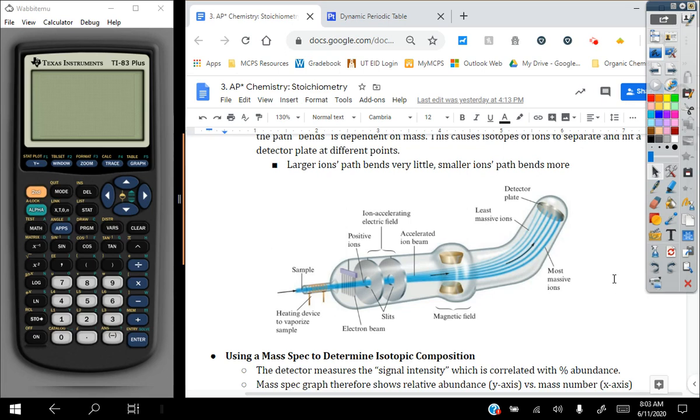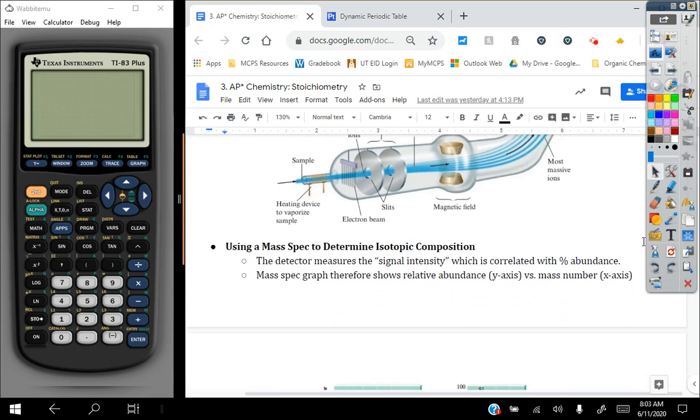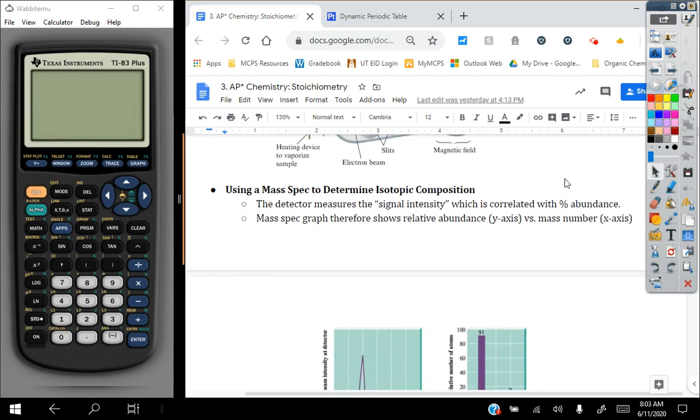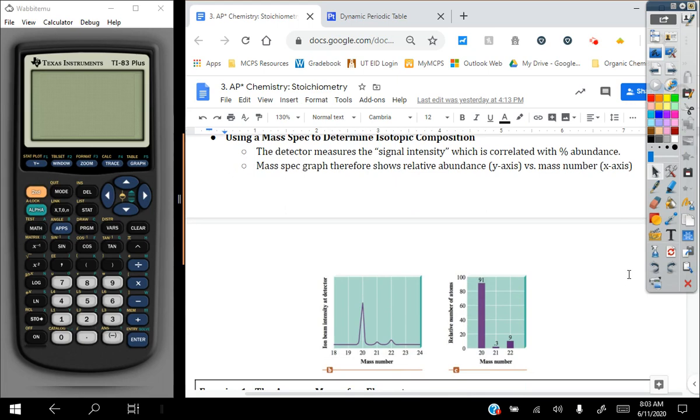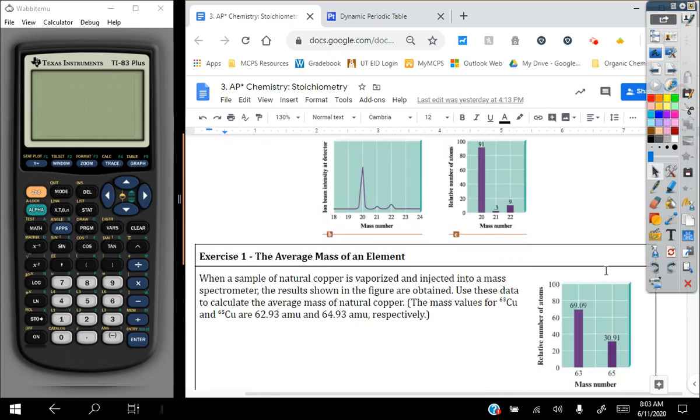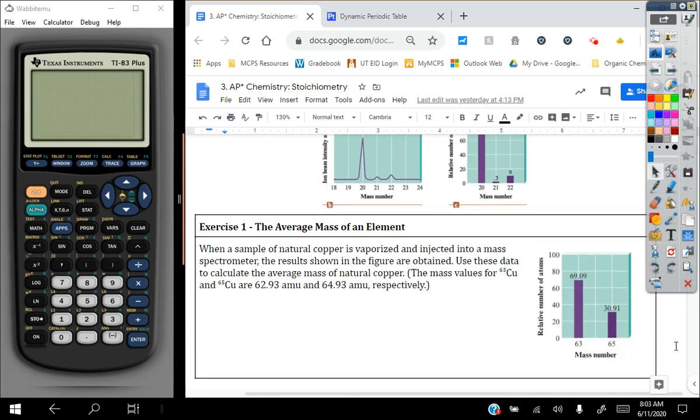Now, because we're using a mass spec, the way the detector works is it measures the signal intensity with which it strikes the detector. So by measuring the signal intensity, we can correlate that with the percent abundance, and then use those percent abundances to figure out the isotopic composition. So the mass spec graph shows the relative abundance, or the percent abundance, versus the mass number on the x-axis. So let's go through and do a calculation with it.